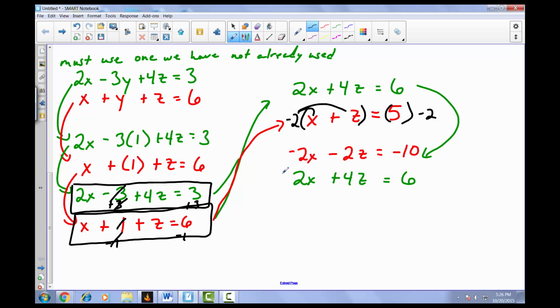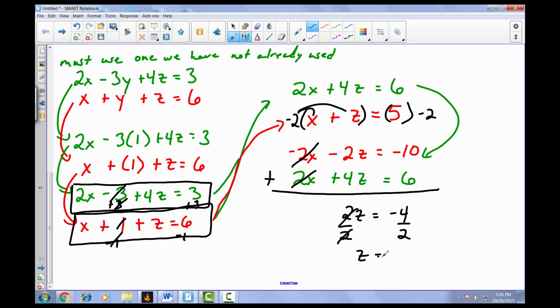Now we can linearly combine these. We see that our x's drop out, giving us 2z is equal to -4. So z is pretty manageable to solve for. Just divide both sides by 2. So z is now by itself, and is equal to -2.